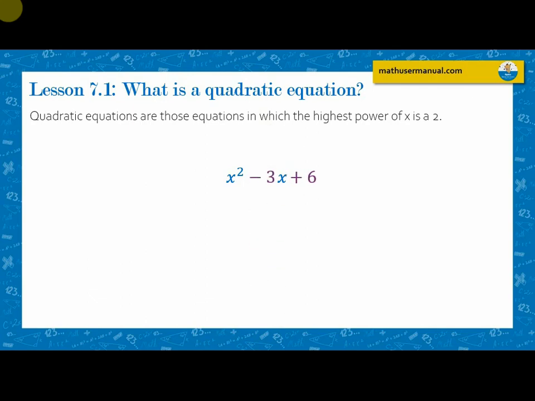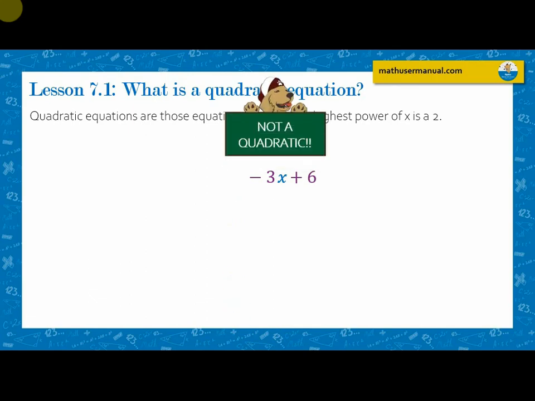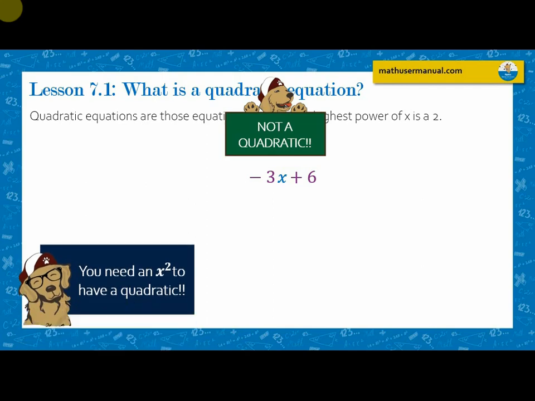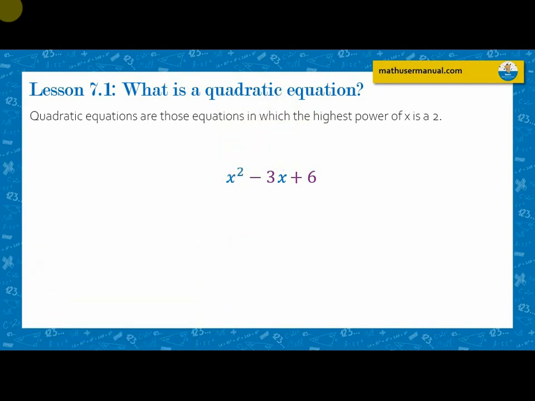Let's bring back our term with an x. What happens if we get rid of the x squared? Now this is no longer a quadratic. If you don't have an x squared, it is not a quadratic. You need an x squared to have a quadratic equation. So let's bring back our x squared so we can still call this a quadratic equation.